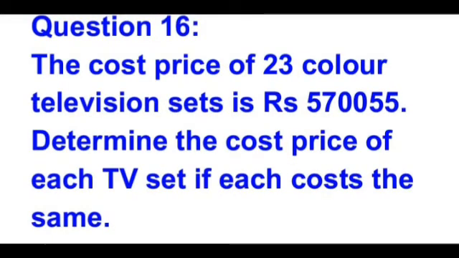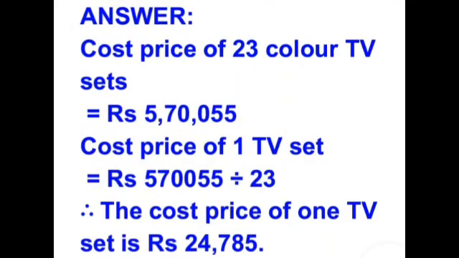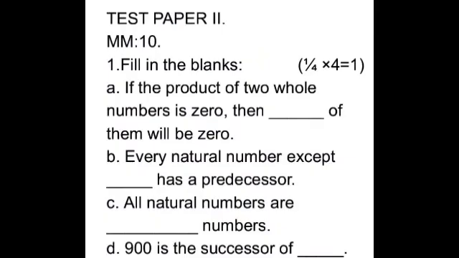The cost price of 23 color television sets is rupees 5,70,055. Determine the cost price of each TV set if each costs the same. Cost price of 23 color TV sets is given as 5,70,055. Cost price of one TV set, we have to divide by 23. So the answer will be 24,785.